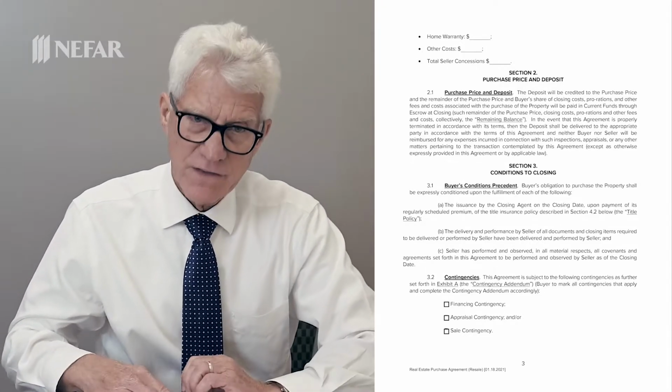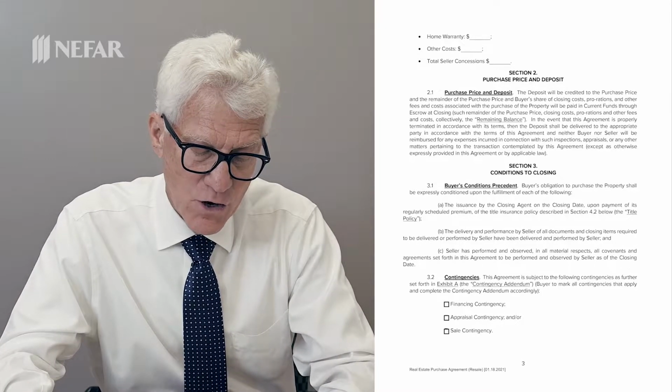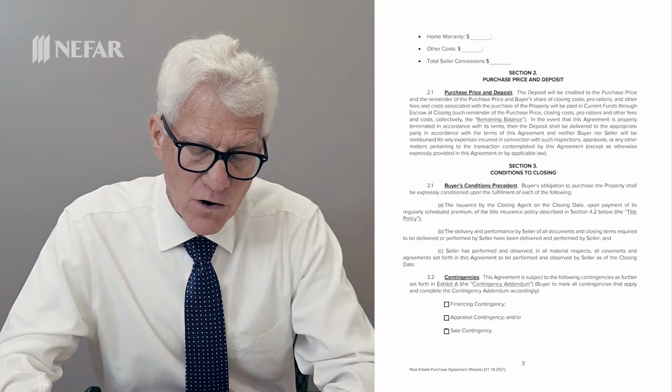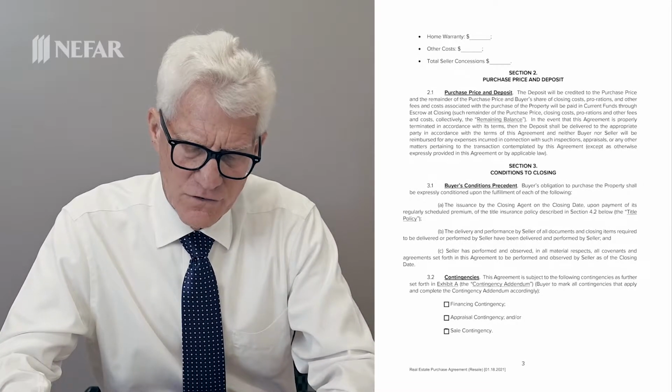At the top of page 3, it says home warranty, and would that be filled in only if the buyer is paying the home warranty? And then it says other costs, and then a line for seller concessions. So that's the weakest part of this contract, in my opinion.